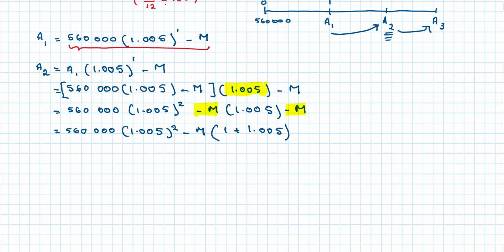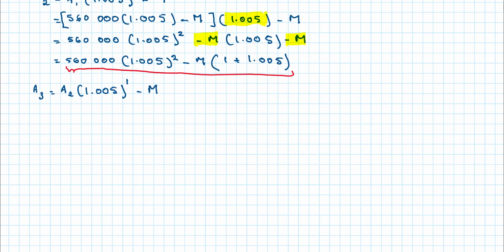Now, to work out A3, I am now going to work out the interest on A2 for 1 month. So my new principal is A2. So A3 is A2 accumulating interest for 1 month, times 1.005 to the power of 1, and minus my next repayment. Again, I am going to substitute all of these in for A2. A bit tedious, but as I said, we need to establish a pattern.